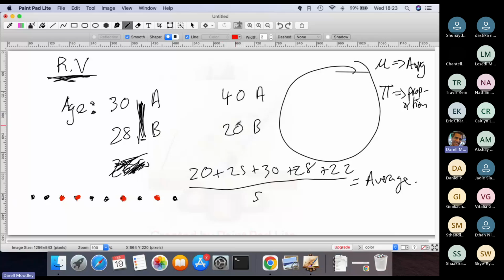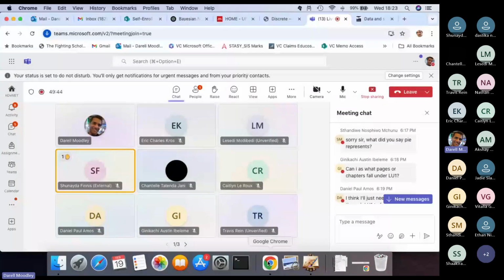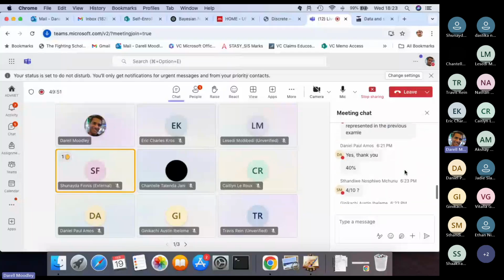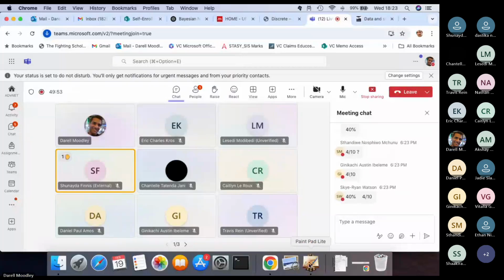We have 10 people, 4 of them smoke. So what proportion smoke? Anyone? Can you give it in the chat? Very good. 40%. Yes. Nicely done.